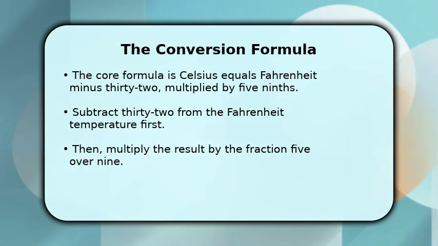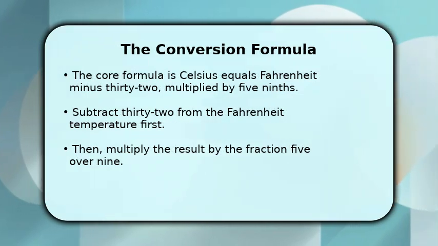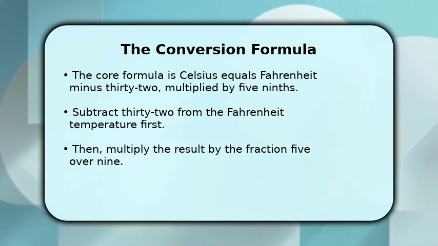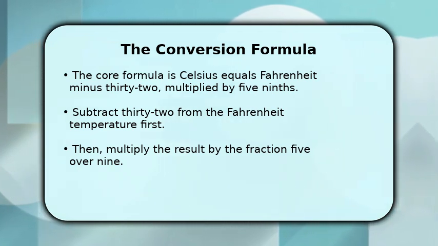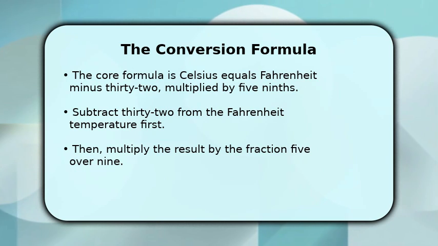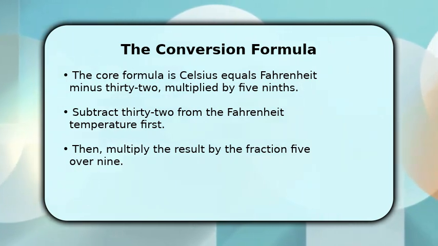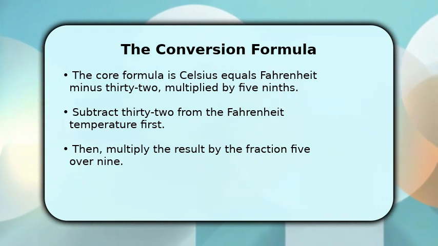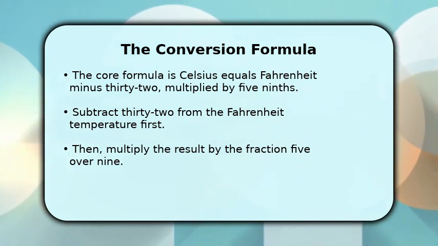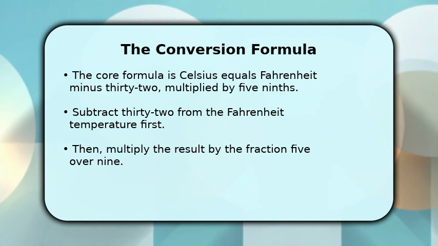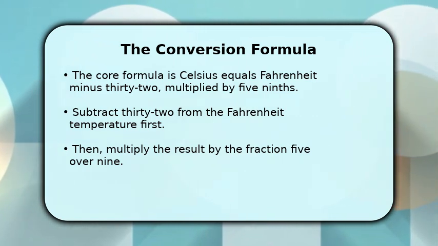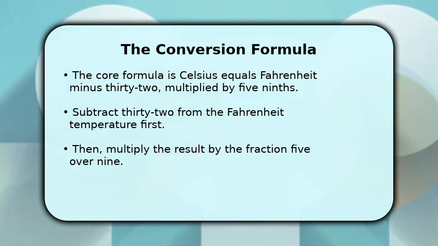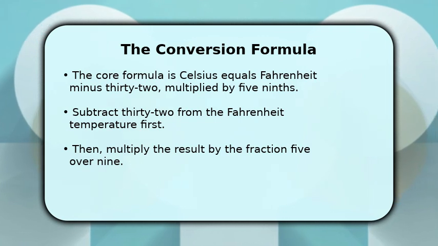The heart of converting Fahrenheit to Celsius lies in a straightforward formula. You begin by taking your Fahrenheit temperature and subtracting 32 from it. This step accounts for the difference in the 0 points of the two scales. After that, you multiply the new value by the fraction 5/9. This fraction adjusts for the different size of the degree units. Remember, precision in these steps ensures an accurate conversion every time.